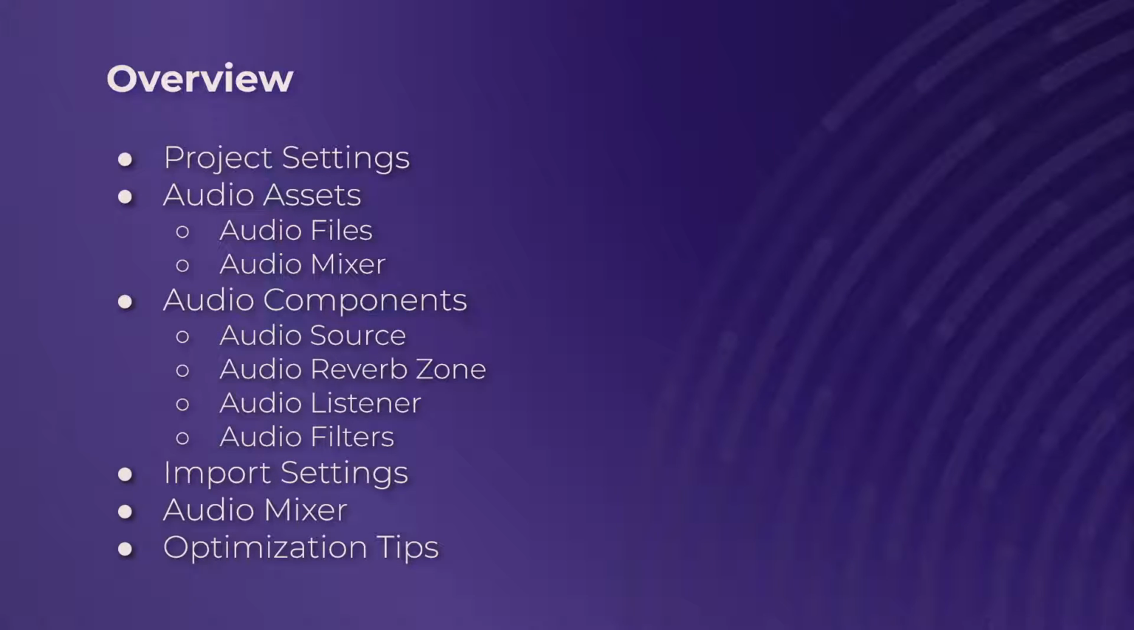So, moving swiftly forward, just to briefly go over what we're going to be talking about this week. We got the project settings. It's always good to go over those since there are a few audio specific things in there. We're just going to be talking about the different types of audio assets you can import and create in Unity, all the different components you can add onto game objects, the import settings for said imported audio assets, the mixer, and just a couple of optimization tips.